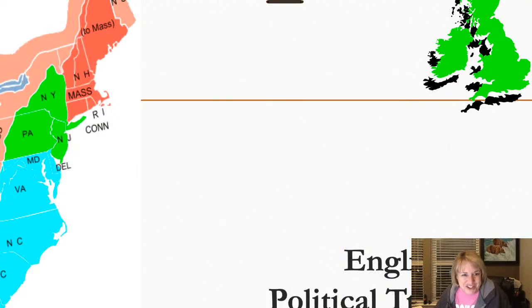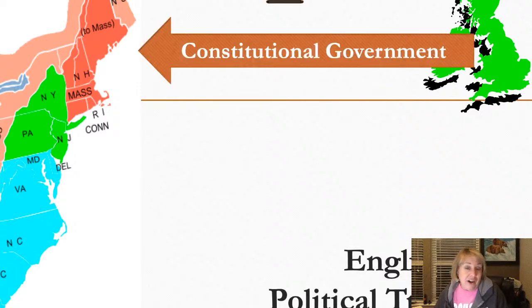English political traditions. When we build our government, it's not just brand new. We don't just make it up. We have some traditions that we actually get from England. One of those is a constitutional government. We have seen some constitutions in the 13 colonies. The Fundamental Orders of Connecticut, the very first official constitution in the colonies.